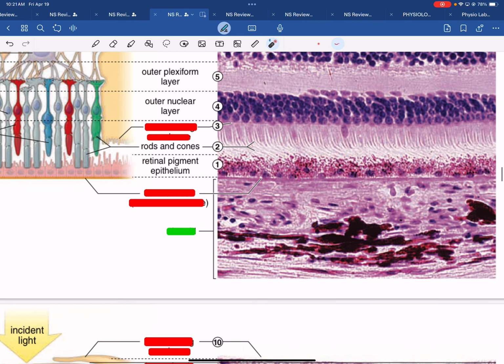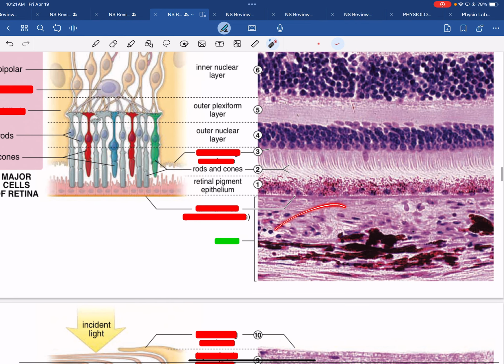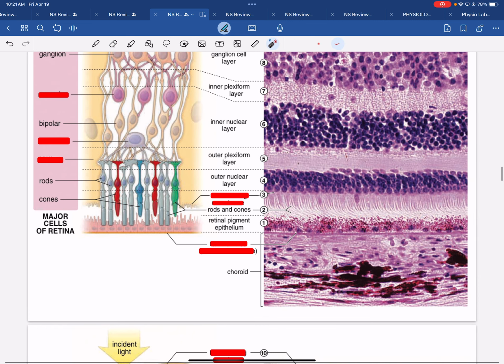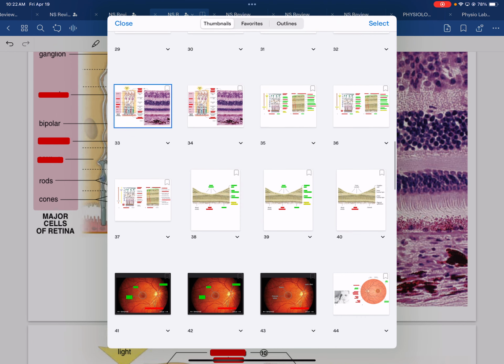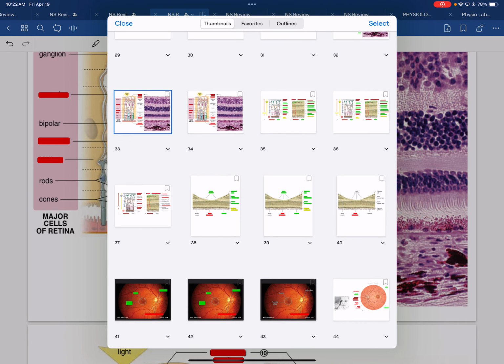Okay, good. And then what is this? Good, the choroid. All right, good job. Retina, pigmented layer, and then choroid. Yes, good. The choroid is the one that has all the vessels.